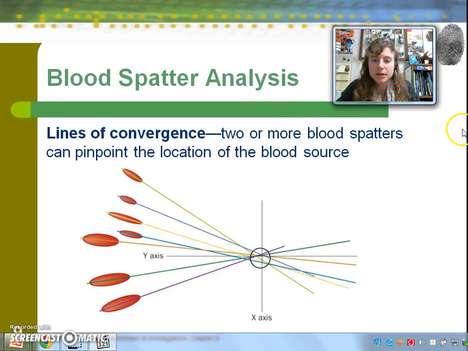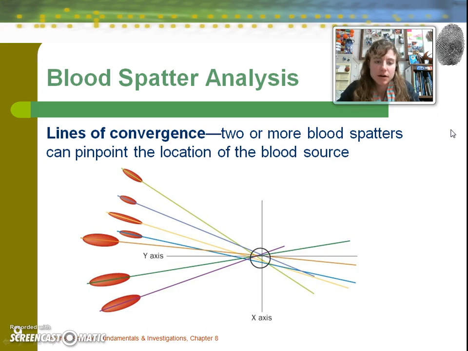One thing we can do is use two or more spatter patterns to draw lines of convergence. So as you see here, you would draw your lines in the direction of the tail, and that area of convergence here is where we can assume the origin was.